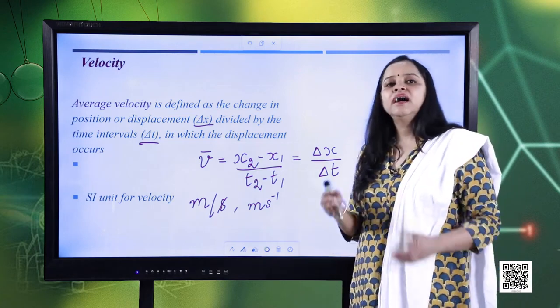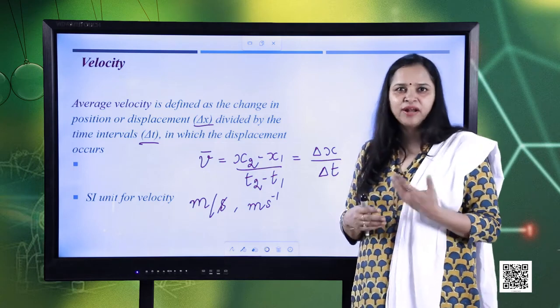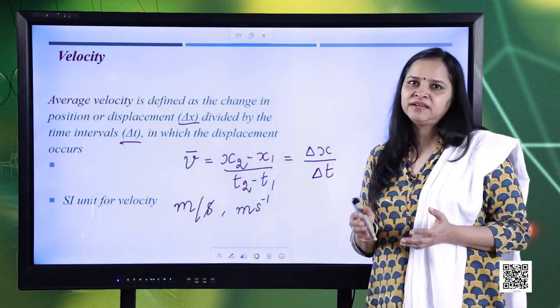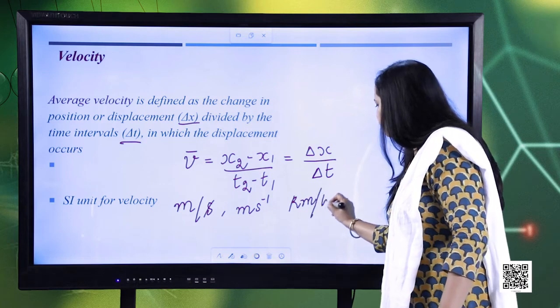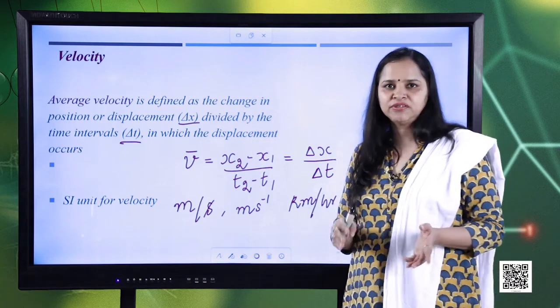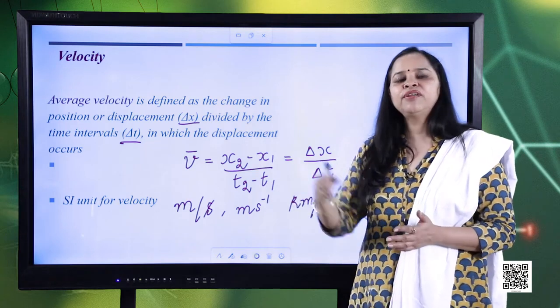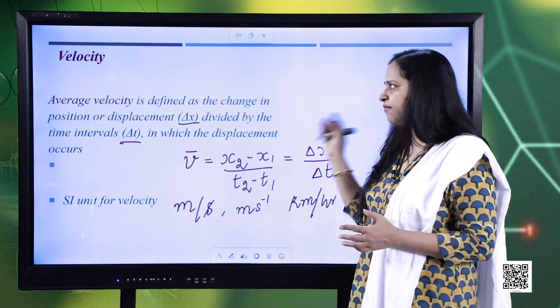But in everyday life, when we talk about motion and velocity, we generally talk about the velocity of vehicles. So generally we express it in kilometers per hour, as you all know, for the velocity of a car or a bus. This bus is moving with a velocity of, let's say, 50 kilometers per hour. This is how we represent the average velocity.